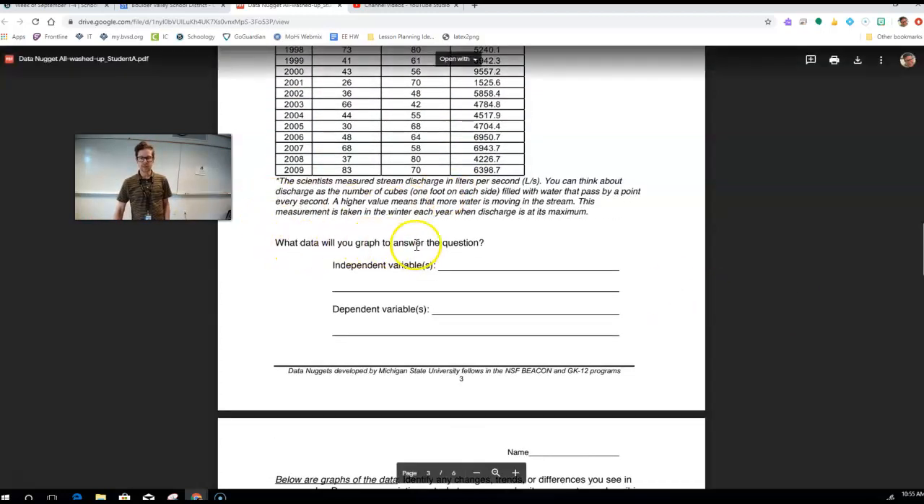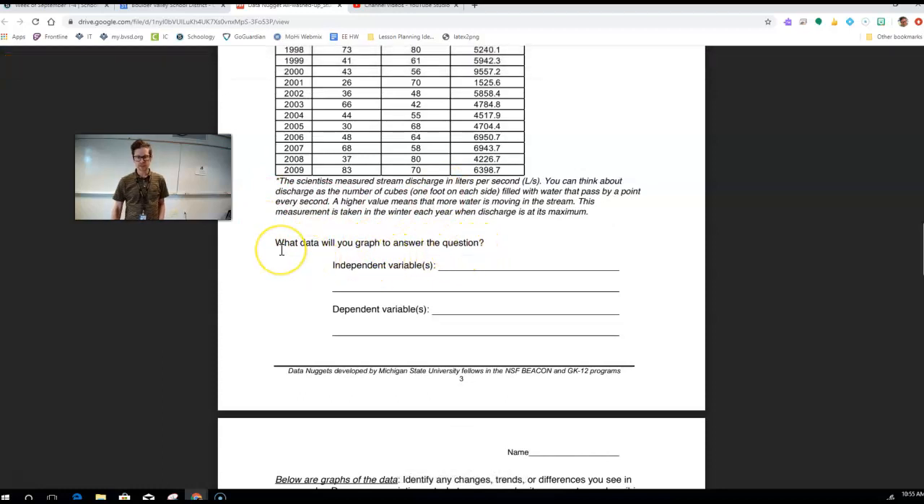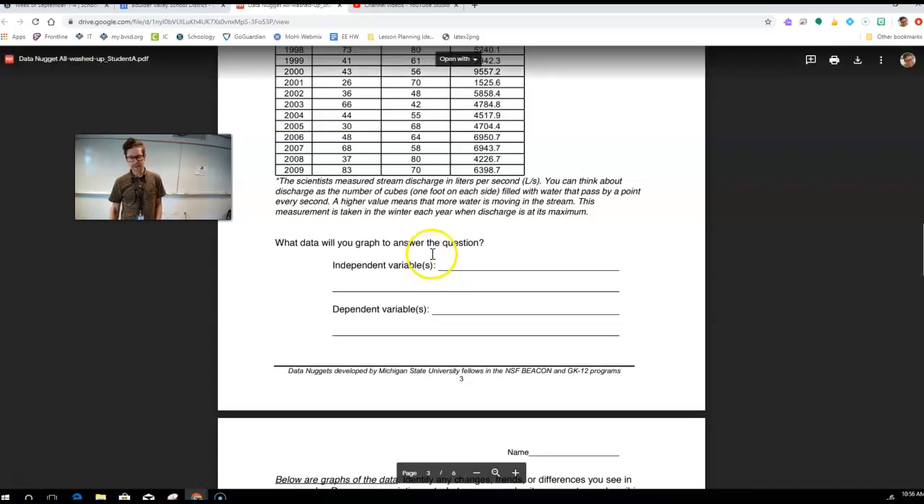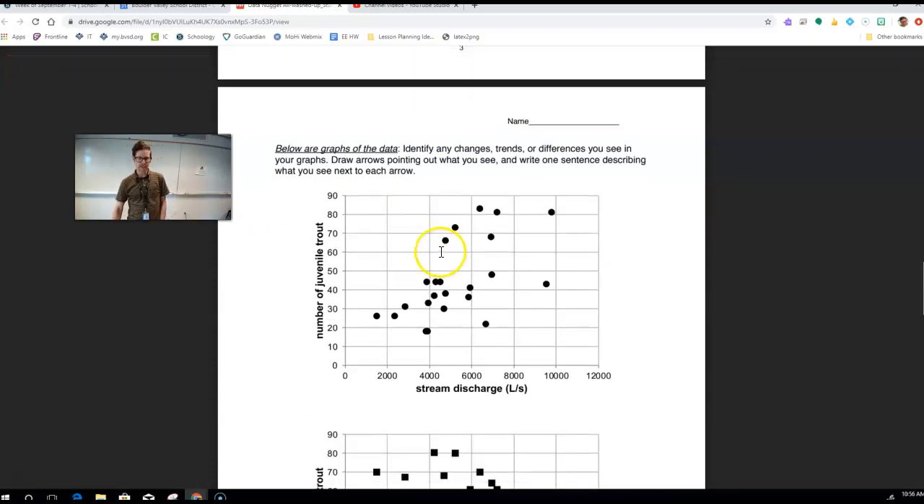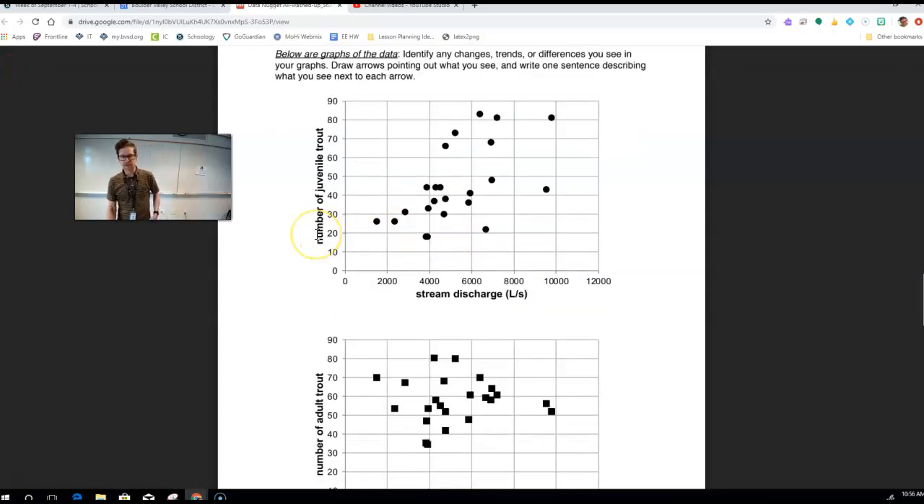And then it says, what data will you graph to answer the question? And so your first task is to identify the independent and dependent variables. And then in this case, I'm giving you the graphs. In some cases, I won't necessarily give you the graphs, but in this case, I give you the graphs. So they're already made for you, and what you're left to do is try to interpret the graphs. And I'll tell you, when you see something with dots like this, which is called a scatter plot, you're going to want to try to draw a line through them and see what that means.